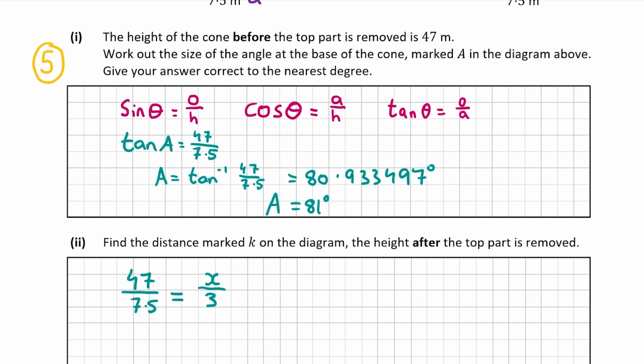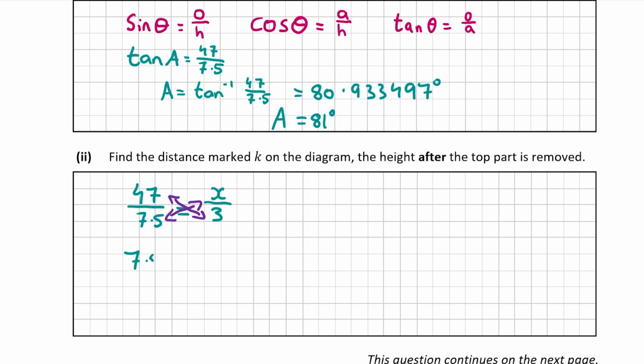Now I must also say that there's some other combinations you can have of this as well, but as long as the corresponding sides are in the same places on both sides, that's the main thing. So now we can do cross multiplication. So for those of you not familiar with cross multiplication, you're just going to multiply across the way like this and equate both of them. So to put that into practice, that means 7.5 by x should be equal to 47 by 3.